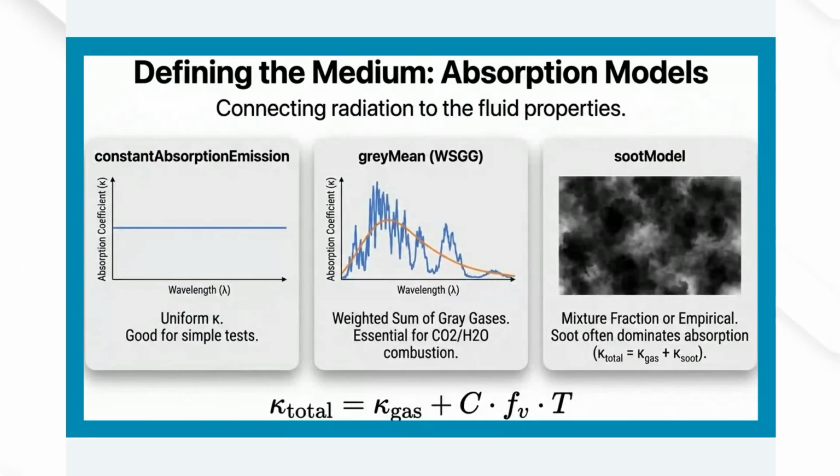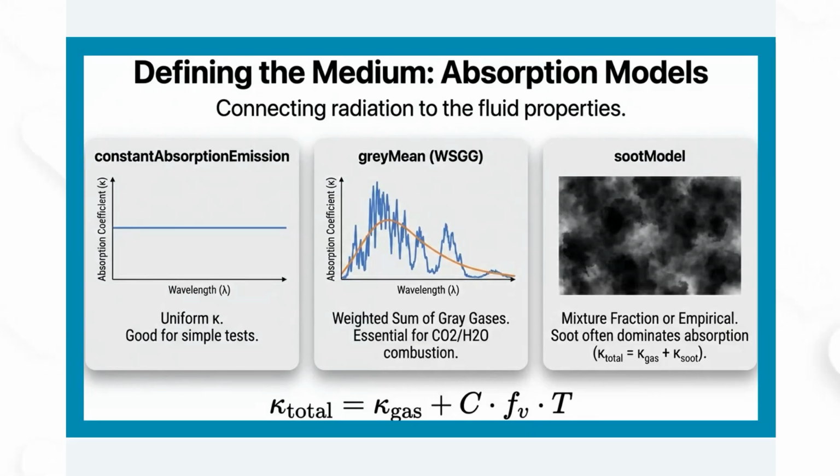So now let's talk about the absorption model itself. Once we have selected our solver, P1 or FV-DOM, we also must define the medium itself. So we need to connect the radiation to our fluid properties. In CFD, we do this by defining our absorption coefficient. This tells the solver how thick or dirty the air essentially is.